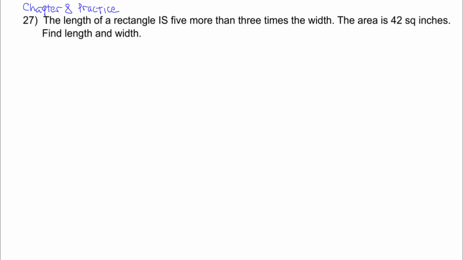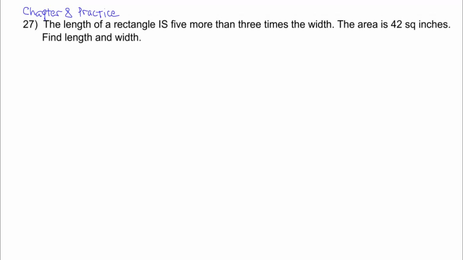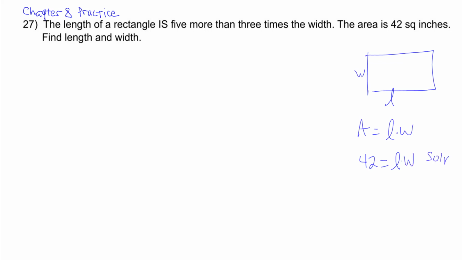I'm going to draw myself a rectangle just to get some orientation here. Here's my rectangle, here's my length and my width, and I know an equation for rectangles. Length times width is the area formula for them. Another thing that's going to help me is they told us that the area equals 42. So I'm going to replace area with 42. It equals length times width. Now I have something I can solve.